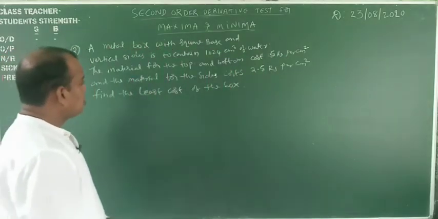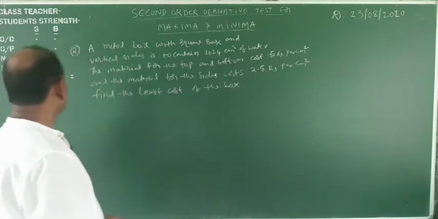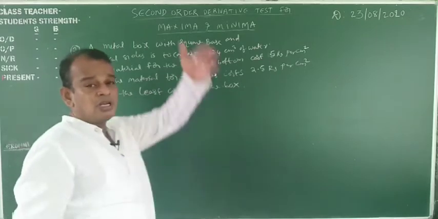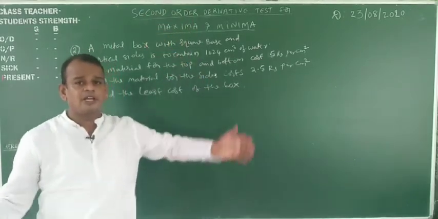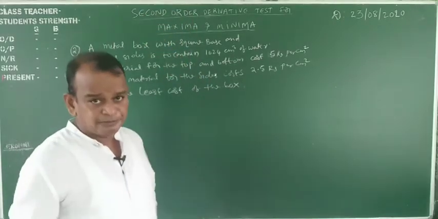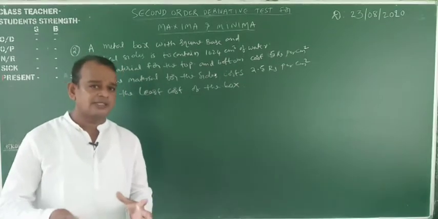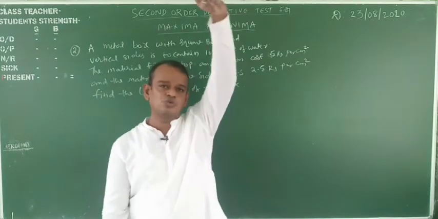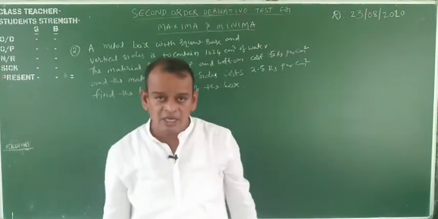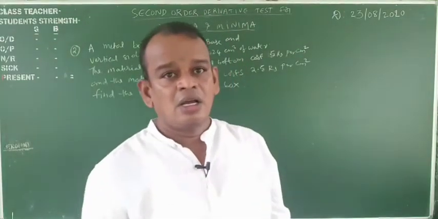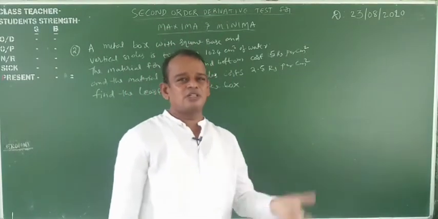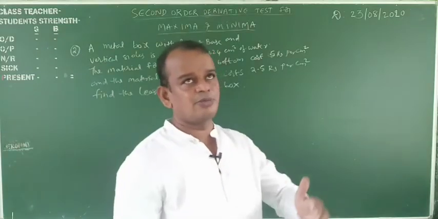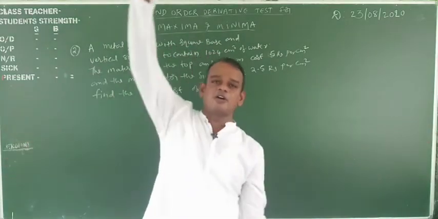The material for the top and bottom costs. Vertical sides means 4 sides, vertical sides, top and bottom. Top and bottom in the shape of the square, remaining 4 sides in the shape of the rectangle. This is not a cuboid, since a cuboid has 6 rectangles. Here those 2 are the squares, remaining 4 parts are the rectangles. That's why it is called open box, not a cuboid. Cuboid means compulsory it has 6 rectangles. It is open box means 4 sides rectangles and top and bottom is a square.